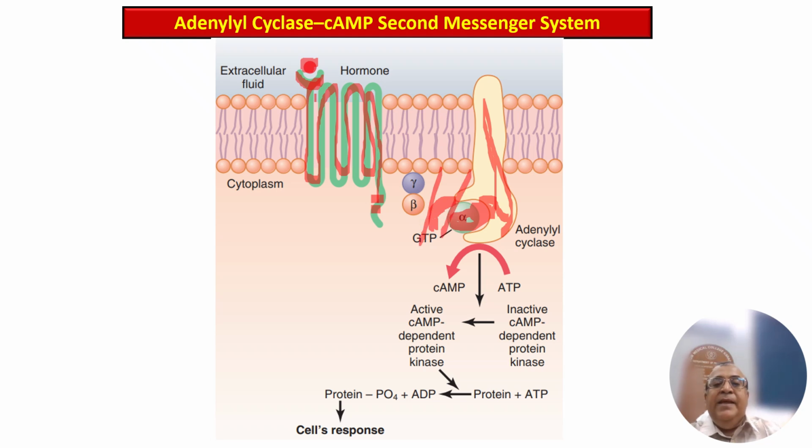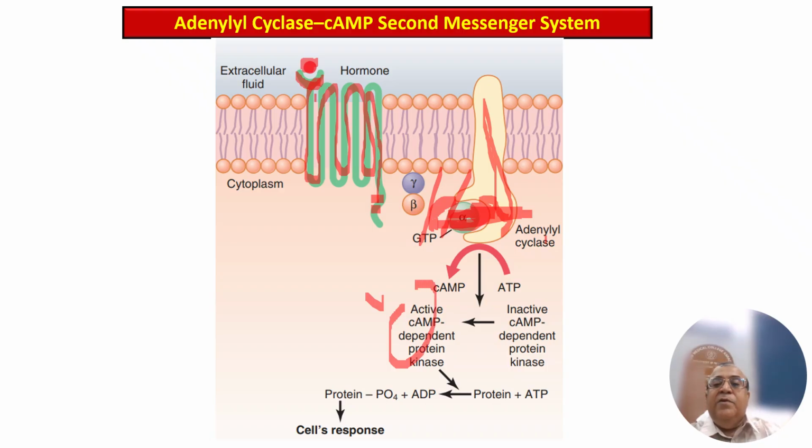Okay, and then the activation of this adenylyl cyclase occurs. The activated alpha unit interacts with this adenylyl cyclase, and this stimulates adenylyl cyclase to convert ATP into cyclic AMP, and now cyclic AMP is formed. This cyclic AMP activates cyclic AMP dependent protein kinases that are also termed protein kinase A.